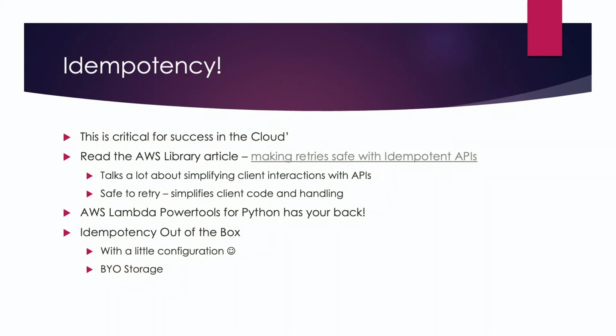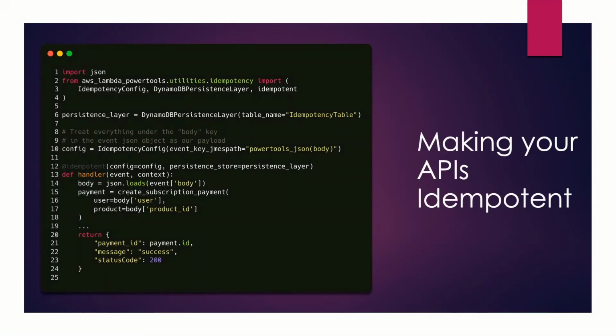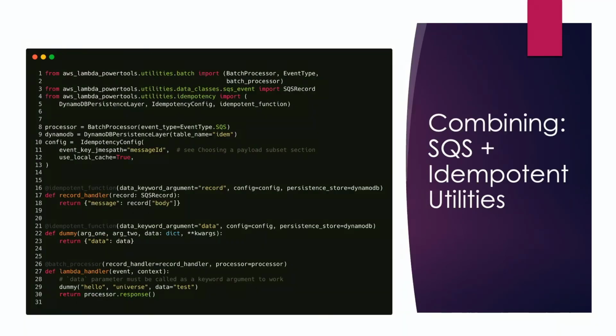And the utility inside PowerTools is super powerful. It has a lot of features. But again, utilizing this guy, set up your persistence layer, instantiate your configuration, and then add the decorator. And that decorator takes care of idempotency. Now here we're talking about idempotency on a handler. It's not just for handlers. You can do it on a function. Idempotency is available on any function within your code.